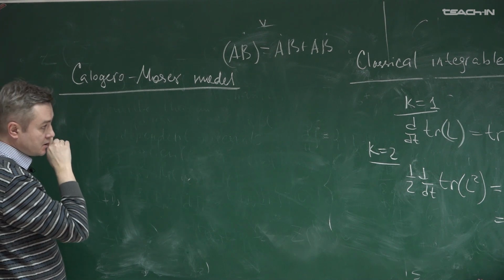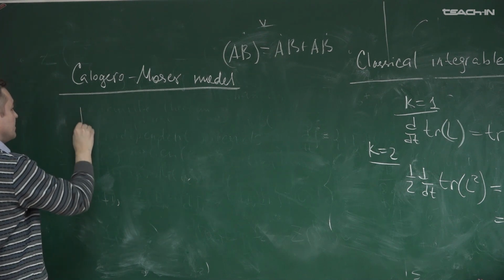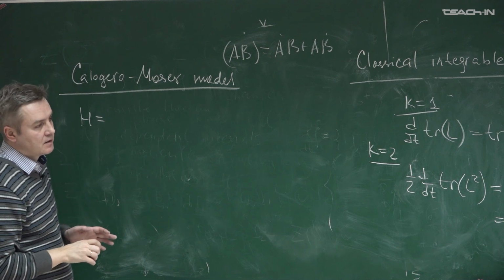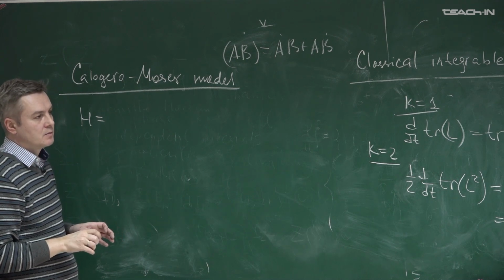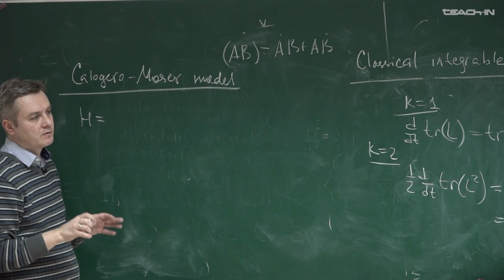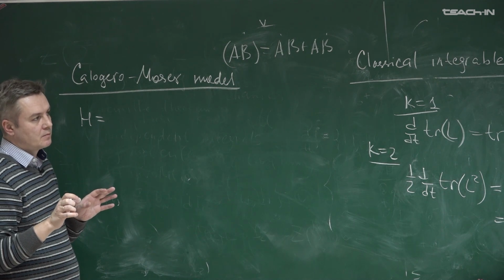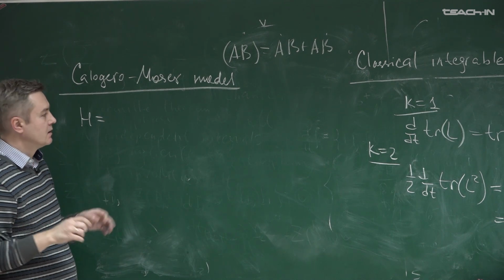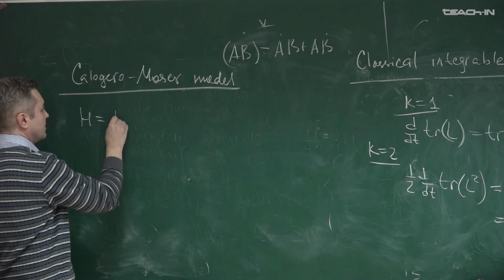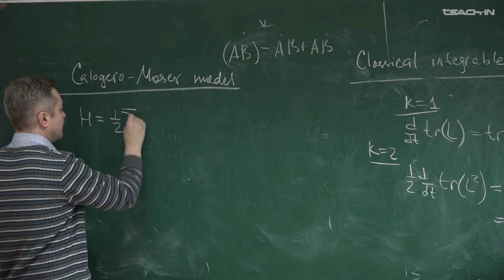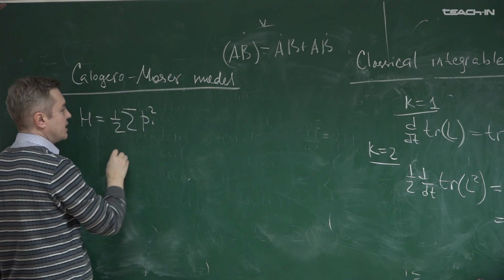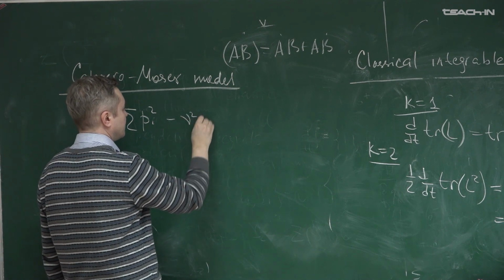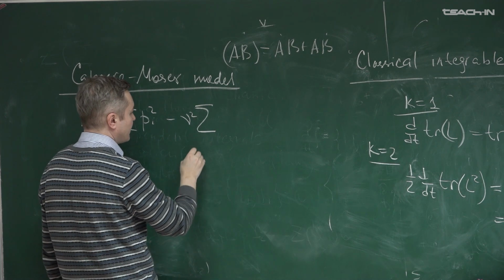It is the model which is given by the following Hamiltonian function. So it's a model of one-dimensional particles. You may think of particles moving on a real line or on a complex plane. Both variants are possible. So we have a kinetic energy plus, but I put here minus, I will explain why.